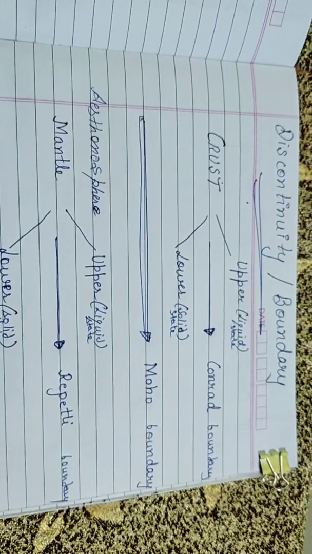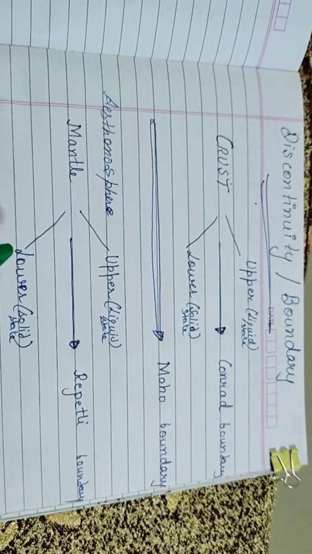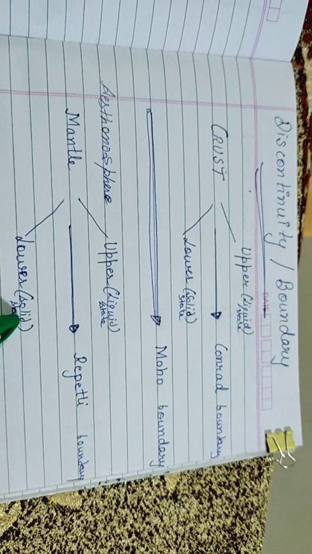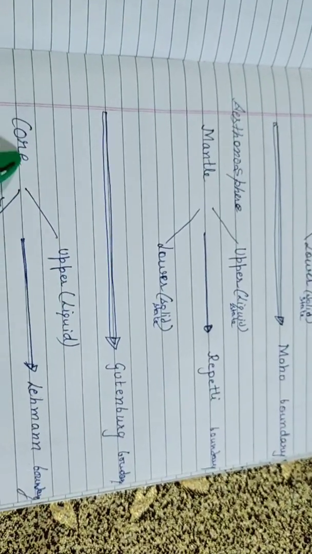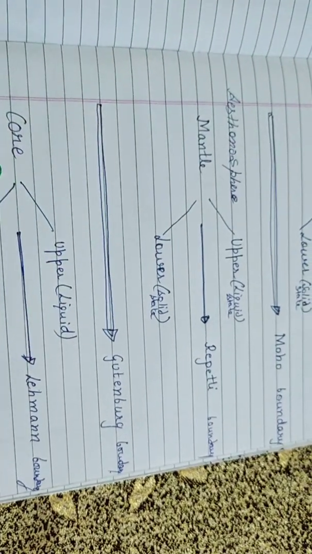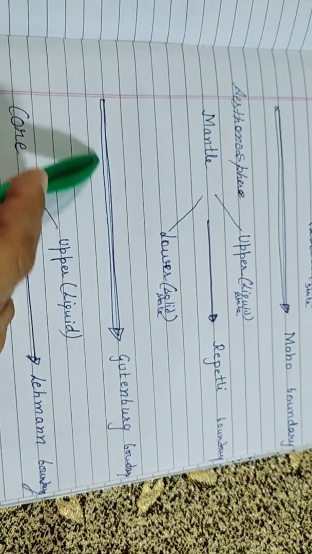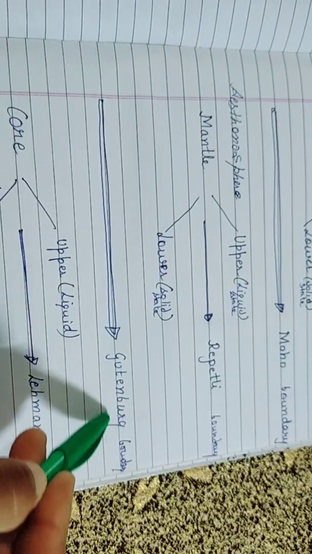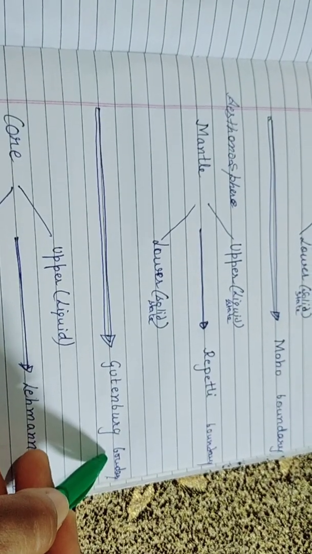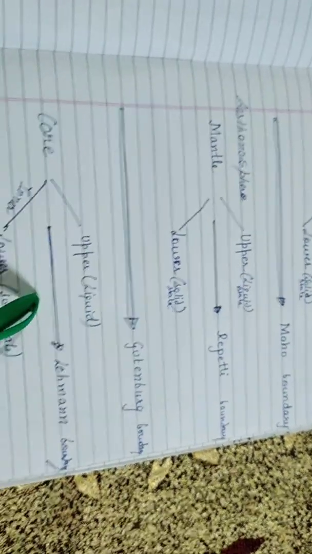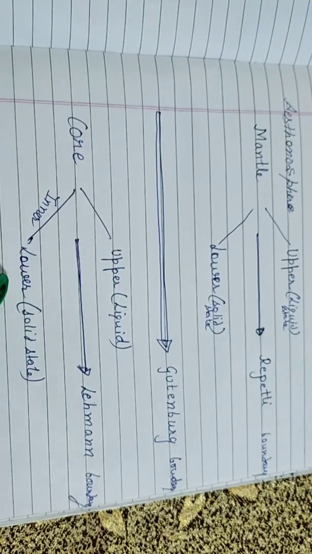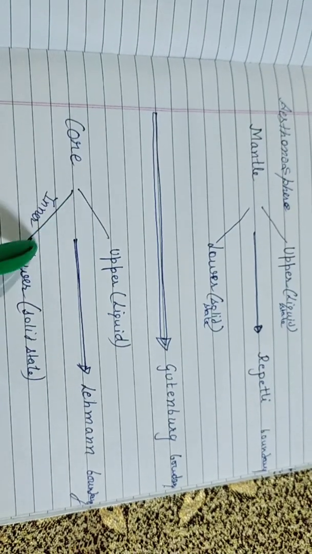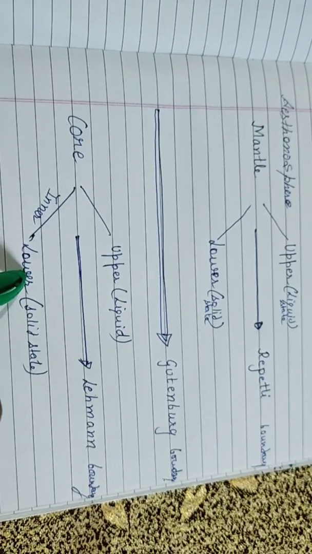And now in the same manner, where lies the other boundary line between the mantle and core? That boundary line is known as the Gutenberg boundary. Furthermore, the core is again divided into two parts, upper layer and lower layer, and the lower layer is also known as the inner core of the earth.